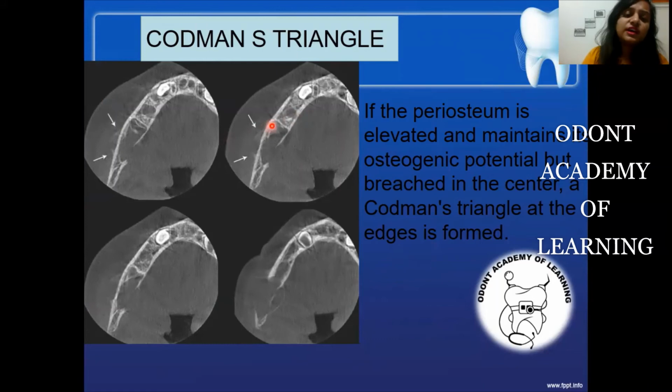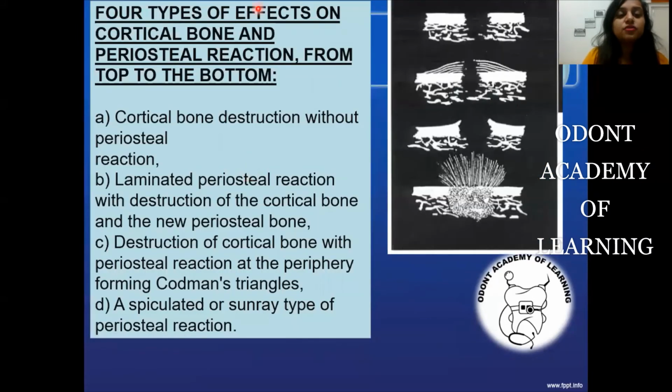Now, Codman's triangle, what happens is you have your subperiosteal layers which are formed, but from the apex, it gets breached. So it appears as though the periosteal layer is lifted, forming a triangle. This is seen in osteosarcoma. So now this is the reaction of your cortical plate or the cortical bone and the periosteum bone.